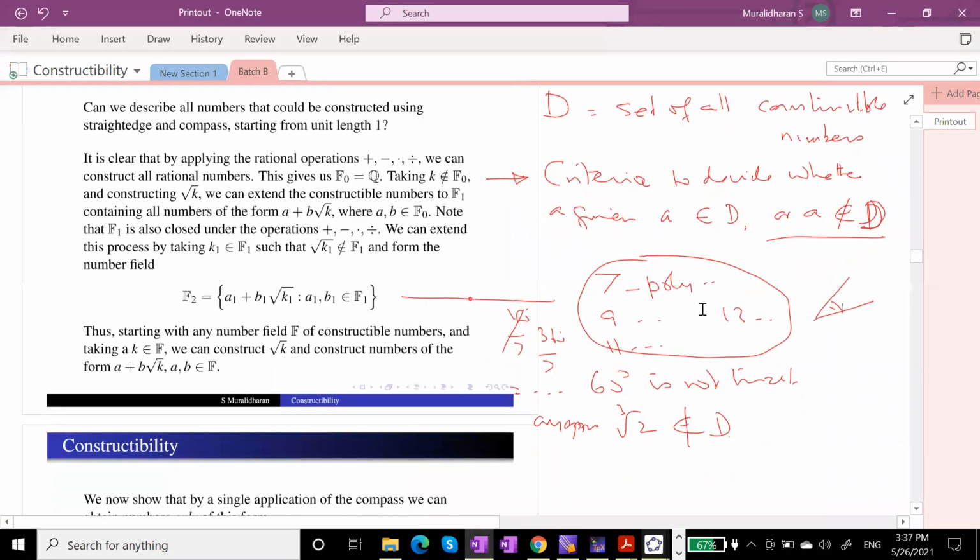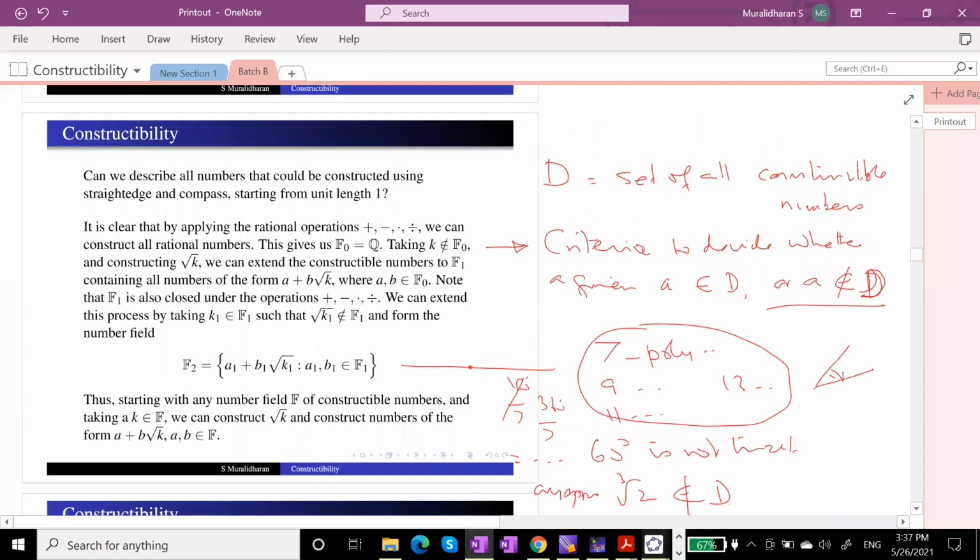But we will show conclusively that D does not contain cosine of 2 pi by 7. So cosine of 2 pi by 7 is not in D. And similarly, we will show that 60 degrees cannot be trisected using straight edge and compass.